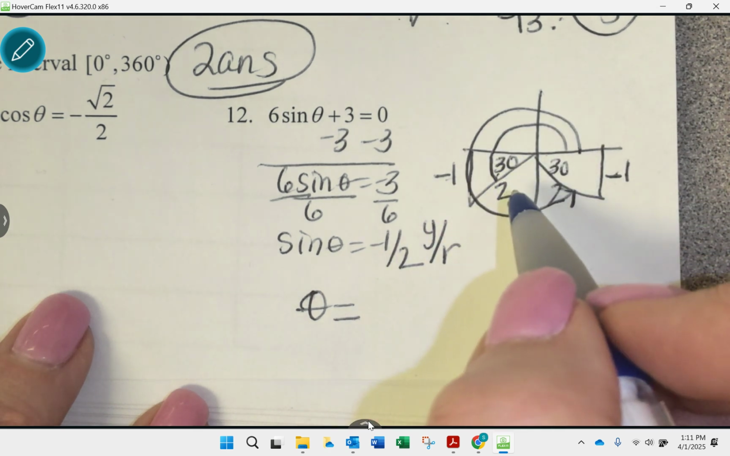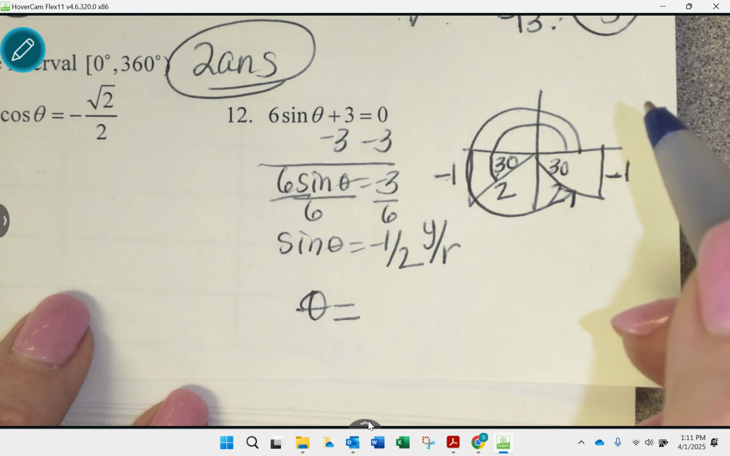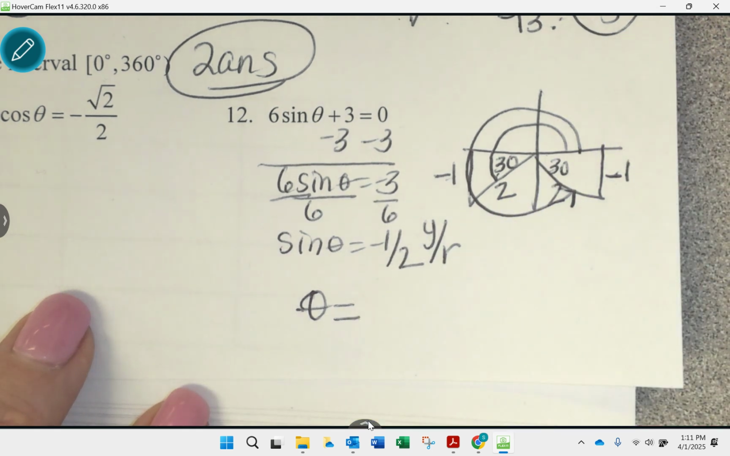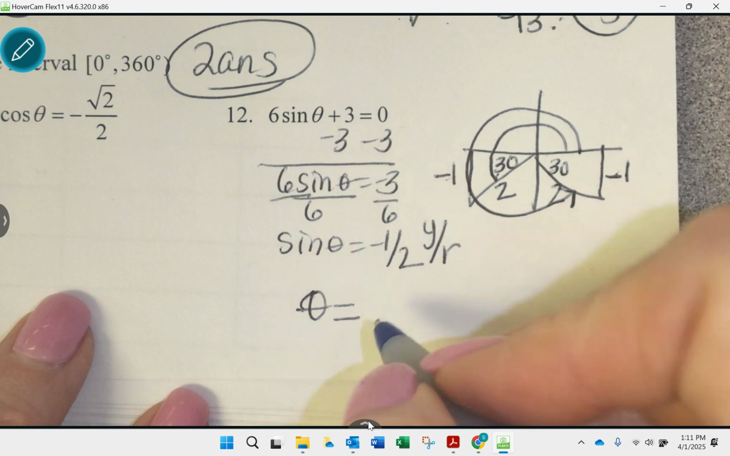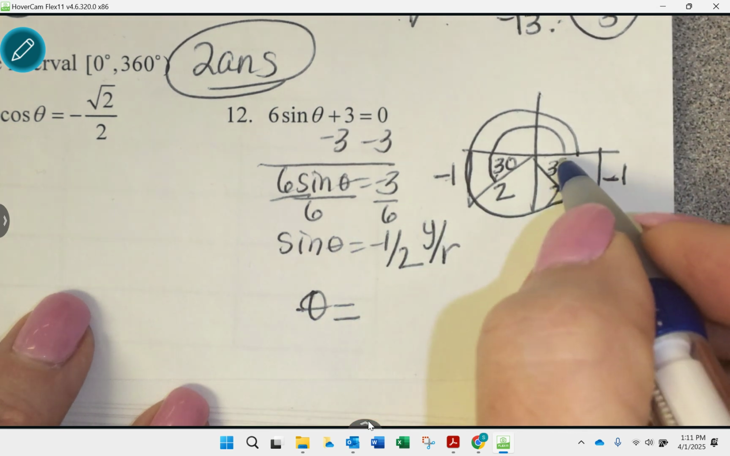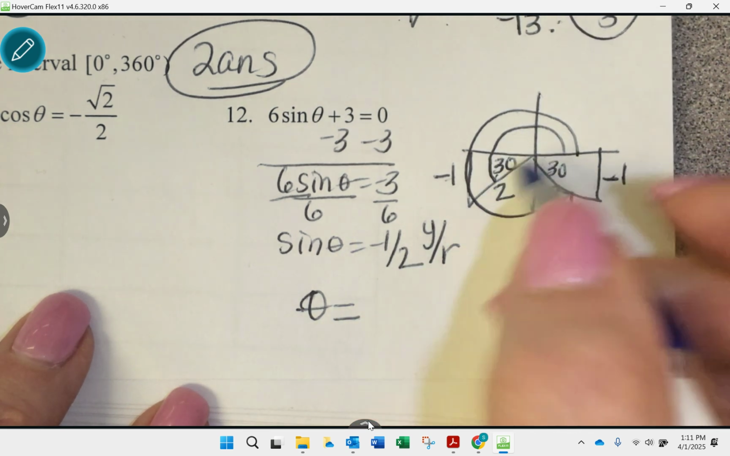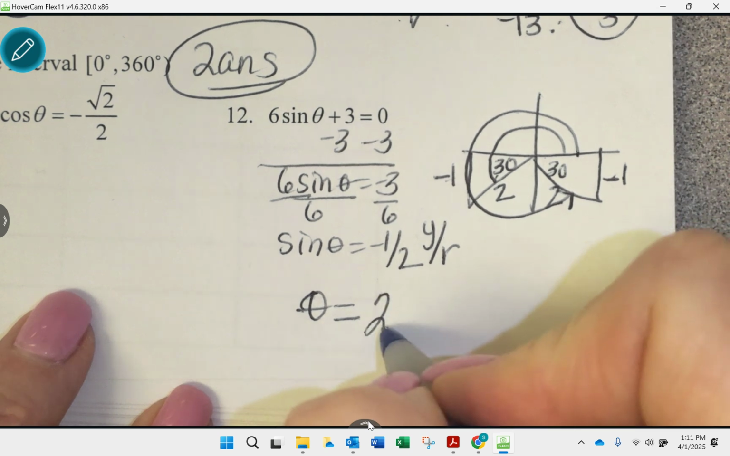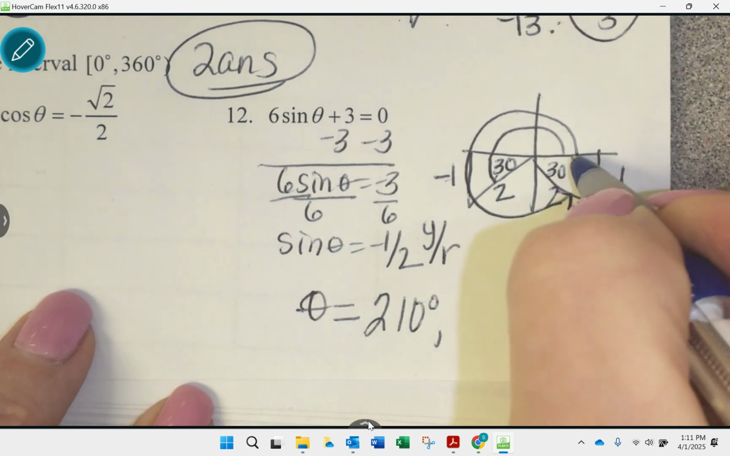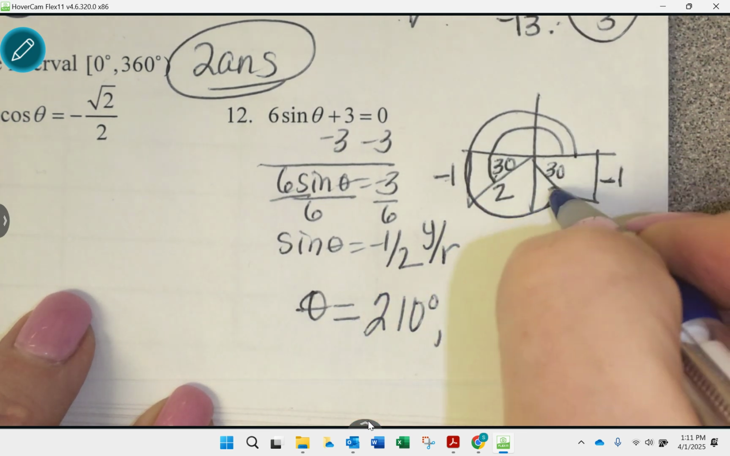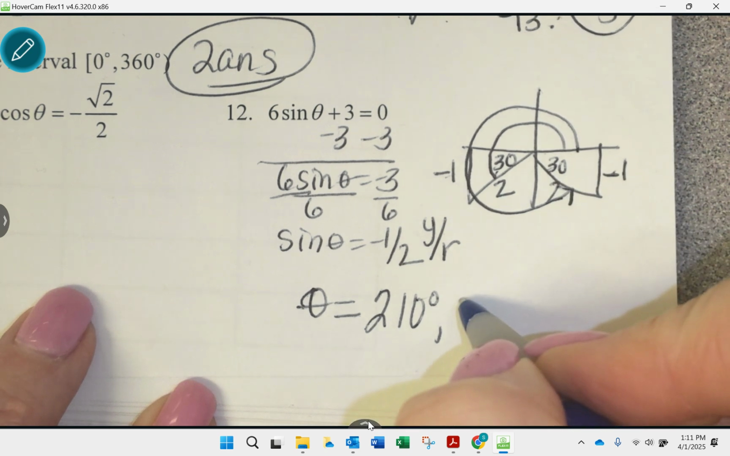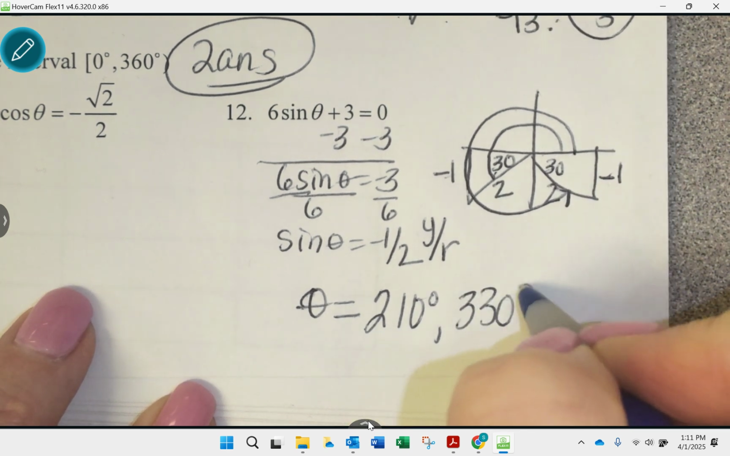We have to get 2 answers. All right, you should have it. What is it? 180 plus 30 was what? 210. And then we had to do 360 minus 30. What was that? 330.